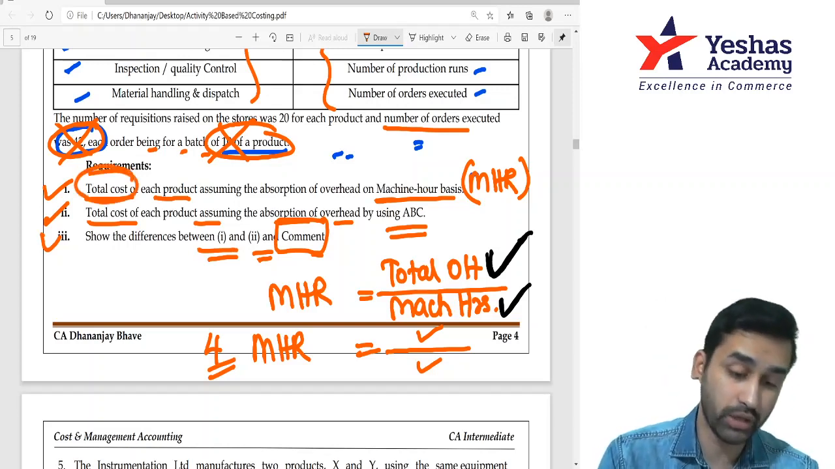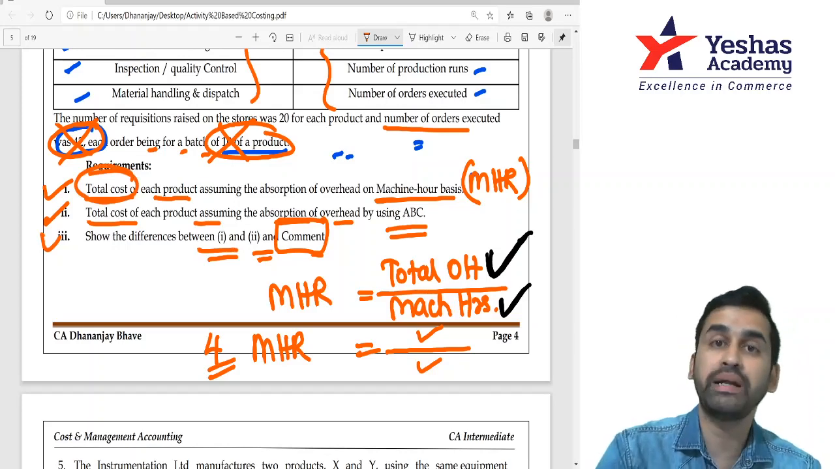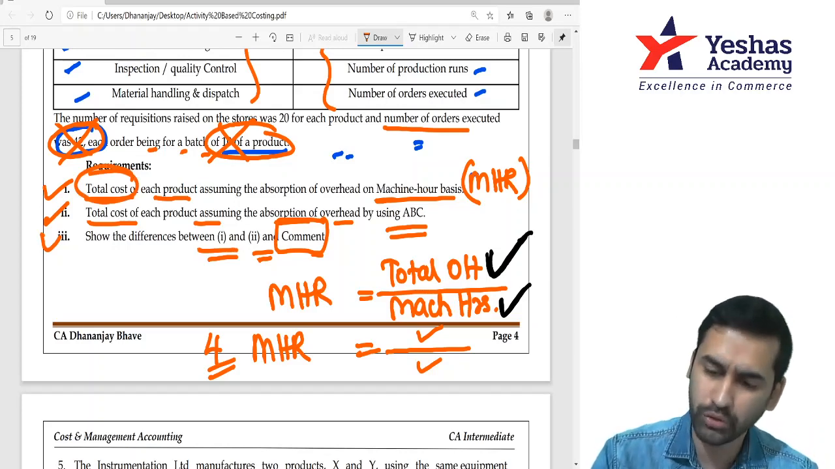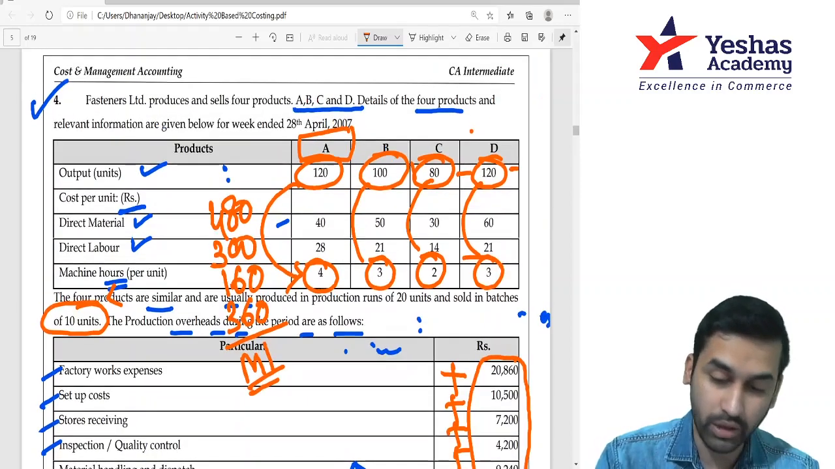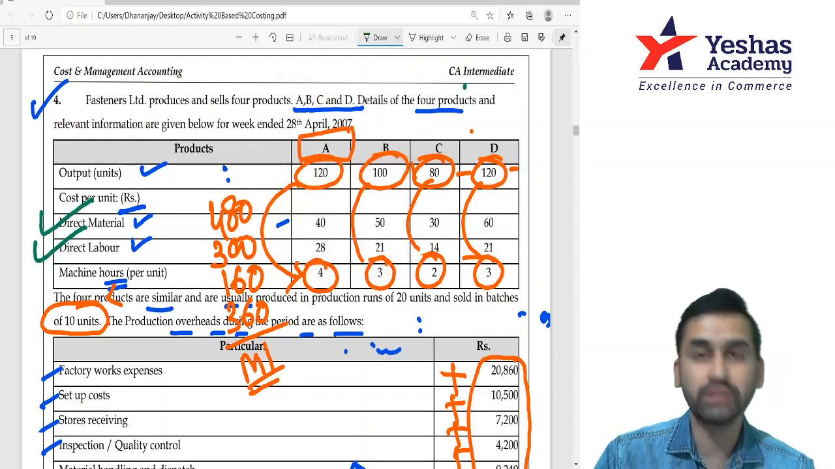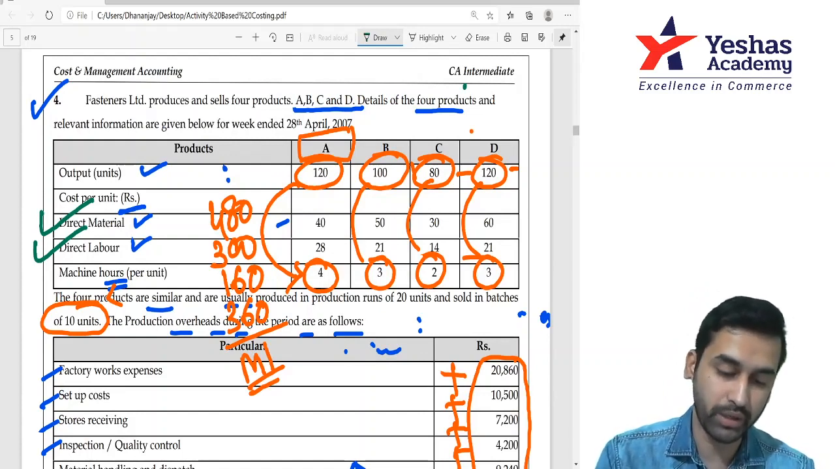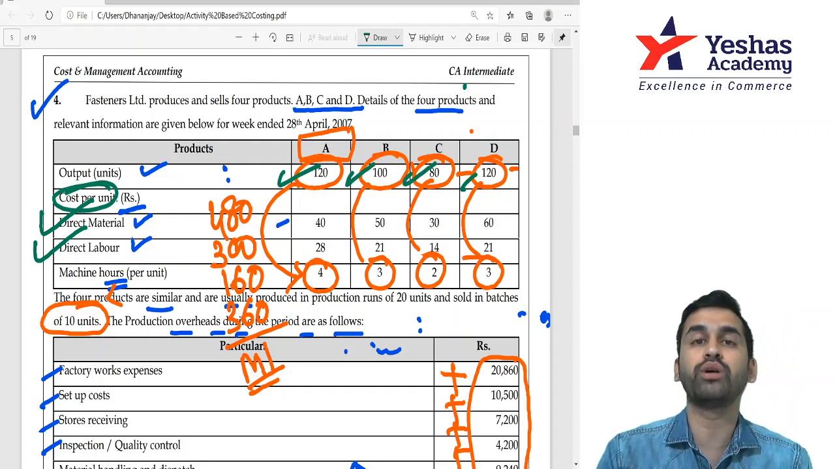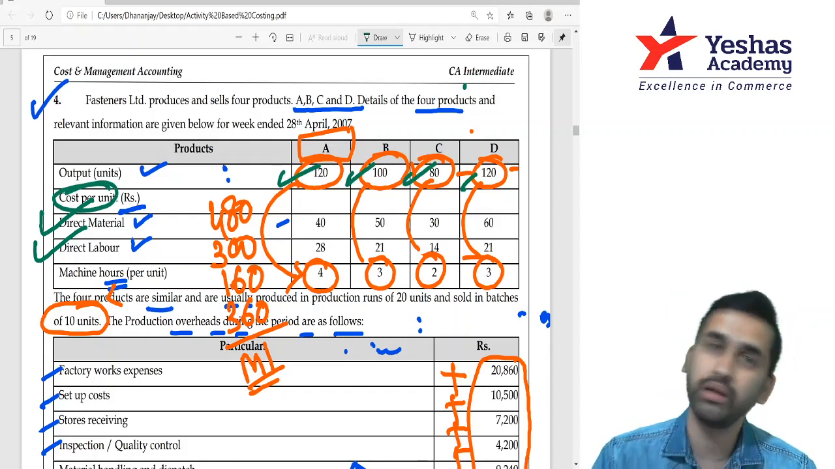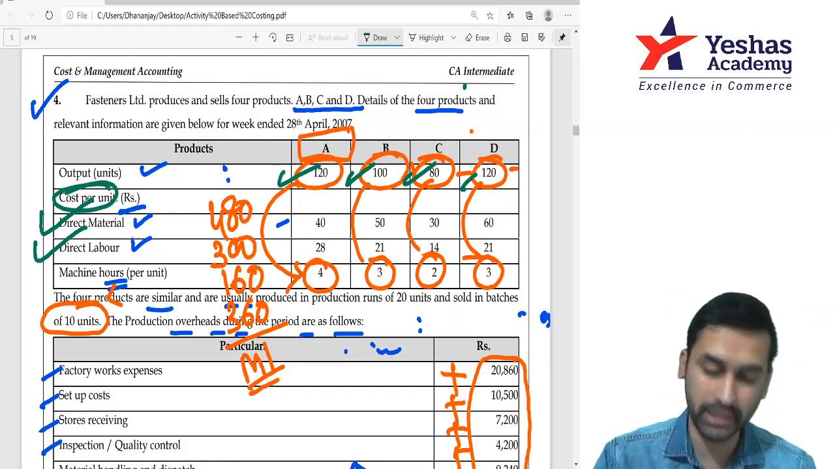Sir, they are saying total cost. Perfect. For that, material and labor are also needed. Go to the first table. Why are you worried? Material cost and labor cost are already given. I am marking in green. Material cost given, labor cost given, overhead you will calculate, add all the 3. Sir, this is all per unit. No problem. Number of units are also given. Then multiply, you will get total cost. Getting it? Simple it is.